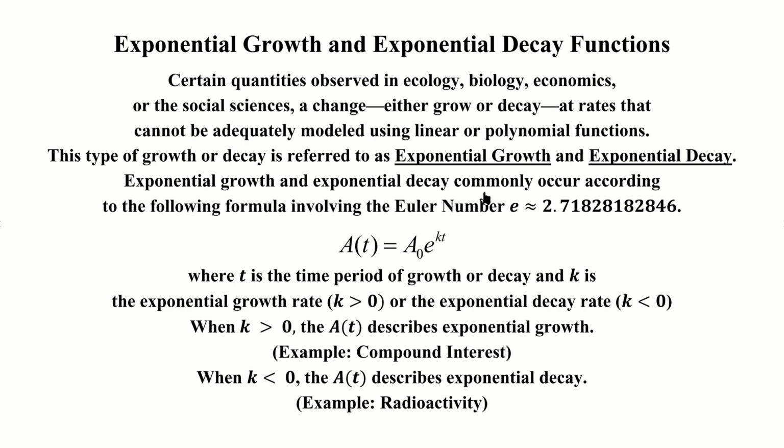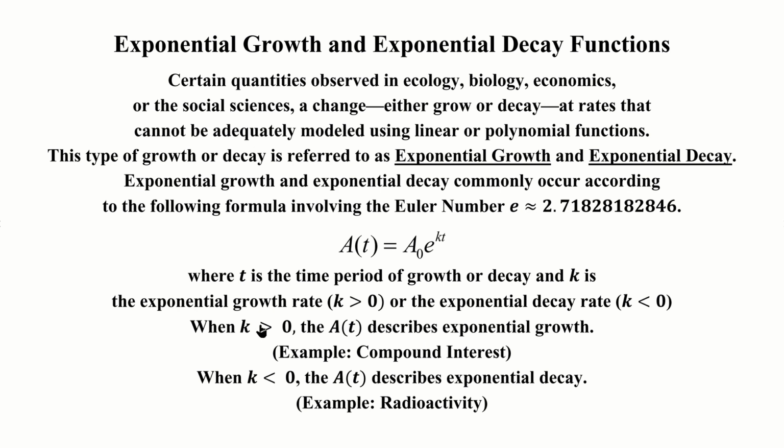Exponential growth and exponential decay commonly occur according to the following formula involving the number we've already learned about, the Euler number, which is approximately 2.7 in value. So the formula is very simple. A of t equals A0 e to the kt, where t is the time period of growth or decay, and k is the exponential growth rate if it's positive, or decay rate, exponential decay rate, if it's negative.